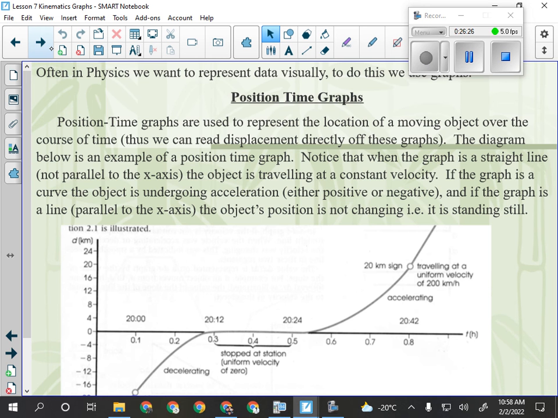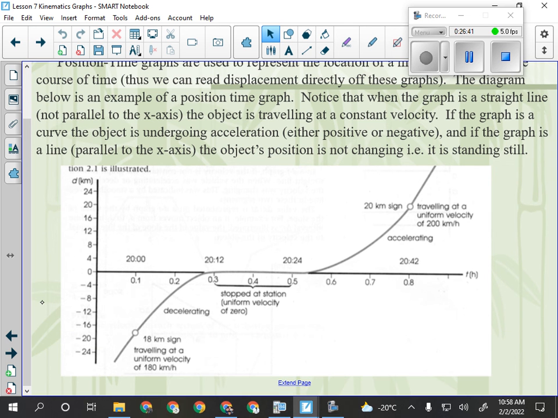Okay, so if I've got this position versus time graph, a position versus time graph tells me where an object is as a function of time. In this particular graph, at time 0.1 hours, it is at a position of negative 18 kilometers. So it's telling me where it is.